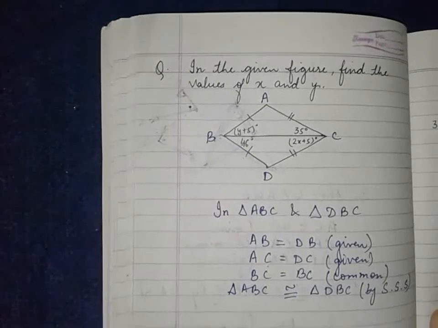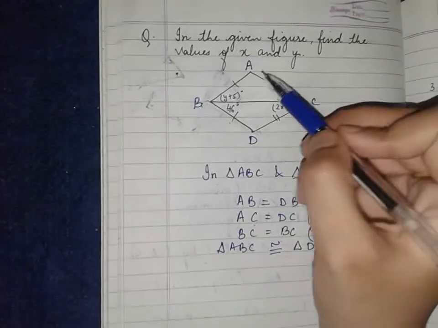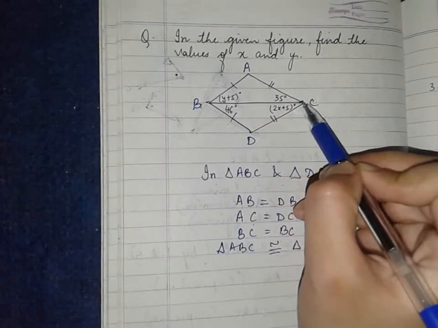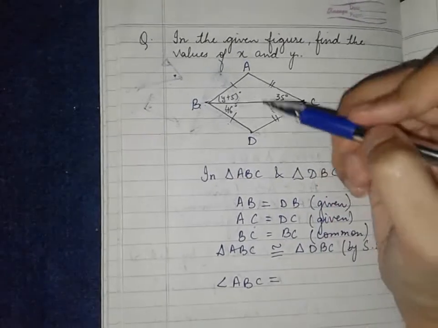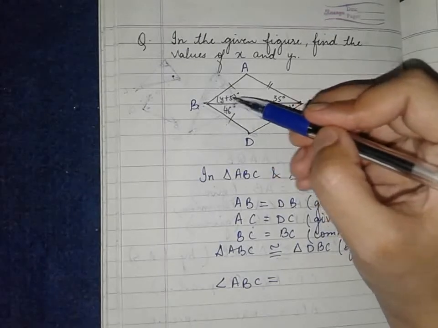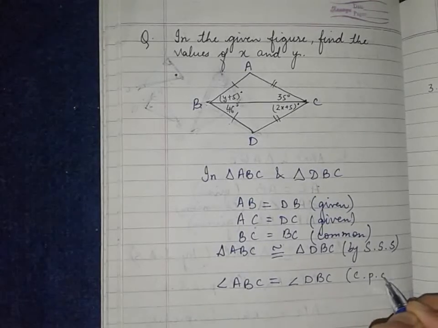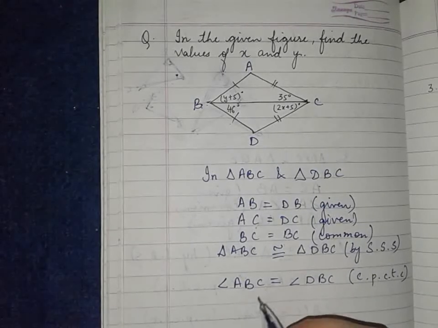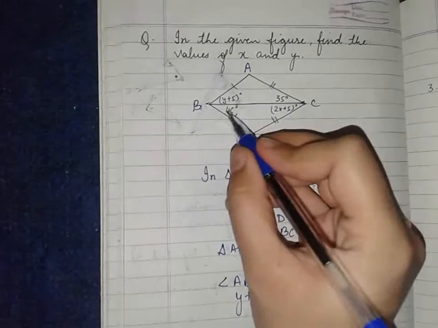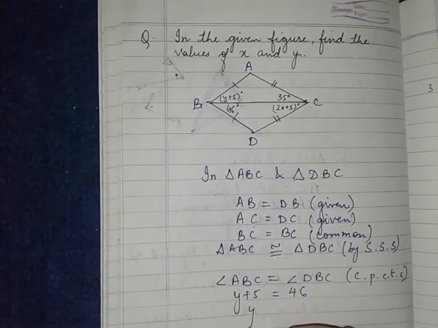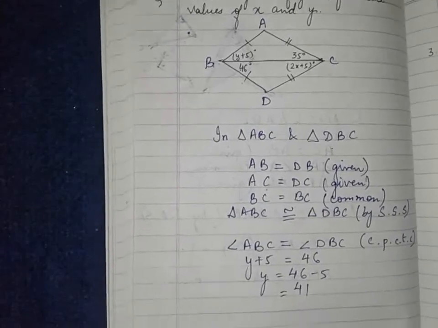When triangles are congruent by SSS, look for the corresponding angles now, which will be equal. The angle between this AB and common side BC is y plus 5. So angle ABC will be equal to, what is the equal side of AB? DB, and the common side, that is angle DBC, by CPCTC. And what is ABC? y plus 5. And what is this? 46. So from here y is equal to 46 minus 5, that is equal to 41.